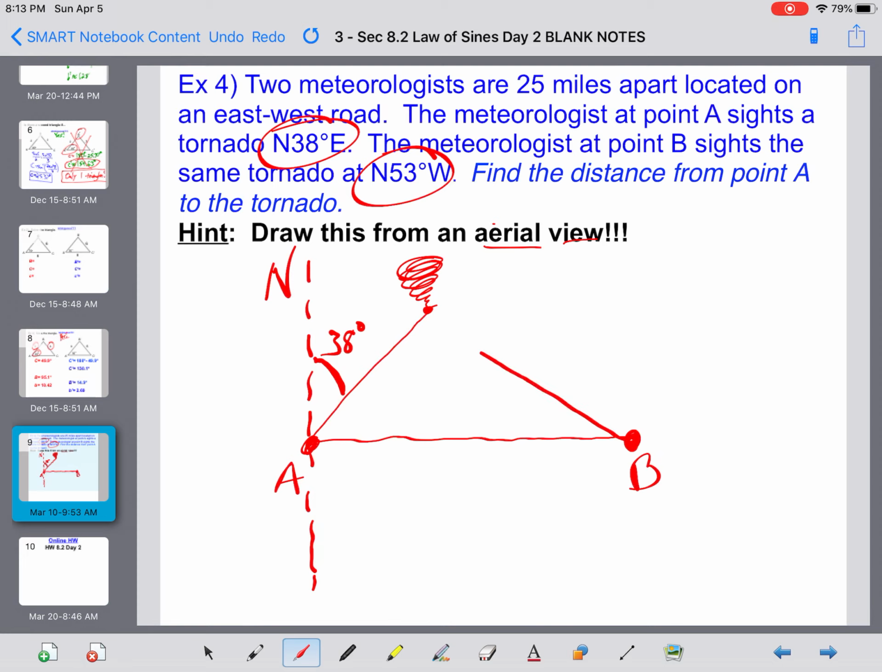B now looks at the tornado from the north-south line, right there. B's bearing is 53 degrees. Again, that angle there, not the angle in the triangle. Okay. So that's the setup. We know that they're 25 miles apart, and I want to find the distance from point A to the tornado. So I want to find this distance right there.